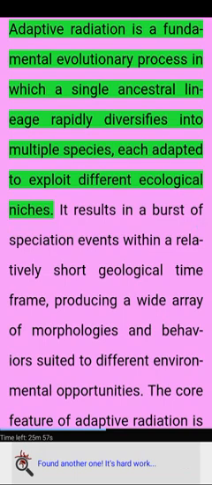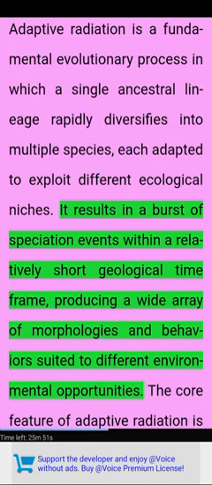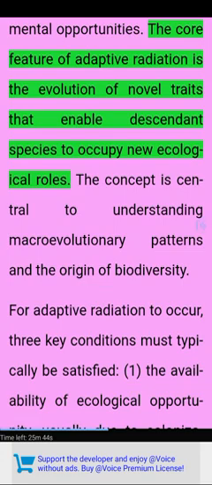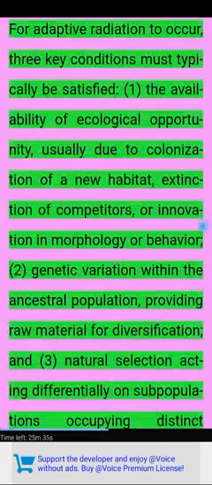Adaptive radiation is a fundamental evolutionary process in which a single ancestral lineage rapidly diversifies into multiple species, each adapted to exploit different ecological niches. It results in a burst of speciation events within a relatively short geological time frame, producing a wide array of morphologies and behaviors suited to different environmental opportunities. The core feature of adaptive radiation is the evolution of novel traits that enable descendant species to occupy new ecological roles. The concept is central to understanding macroevolutionary patterns and the origin of biodiversity.